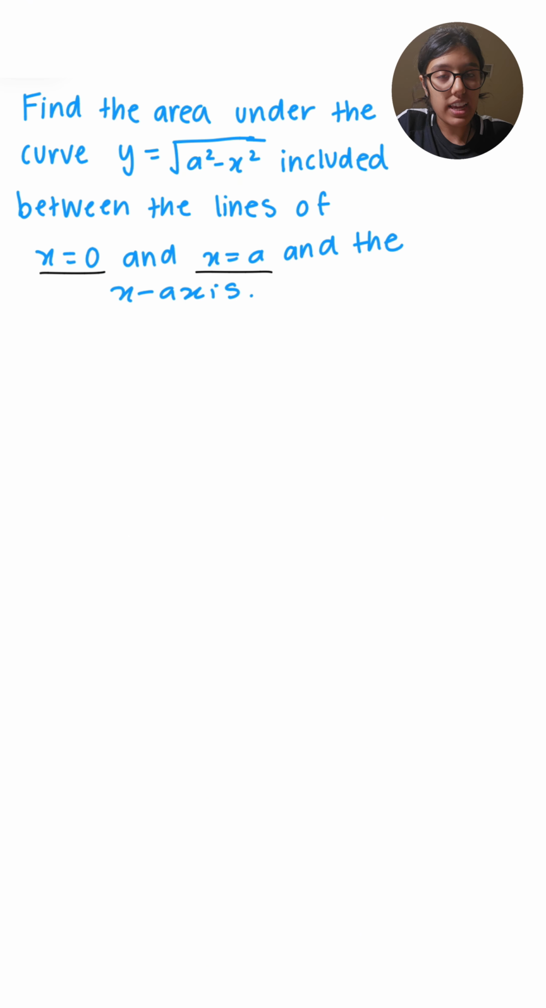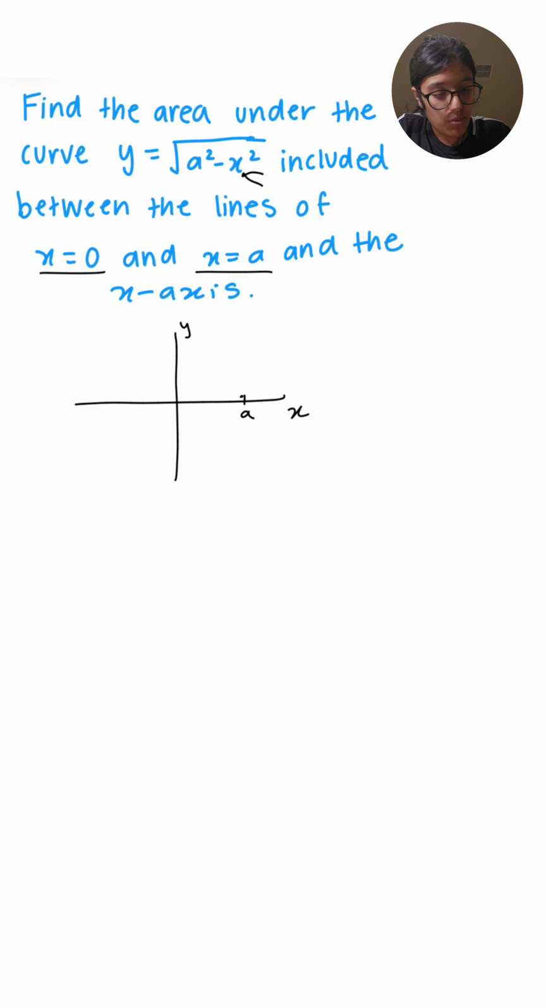Whenever we are dealing with problems like this, I think it's best to draw a picture first so that we know what our bounds are. I have my axes, y and the x-axis. If I replace x with a, y is 0, so one point will be right there. If I replace x with negative a, y will be 0 again, so that is negative a comma 0. Those are my x-intercepts.